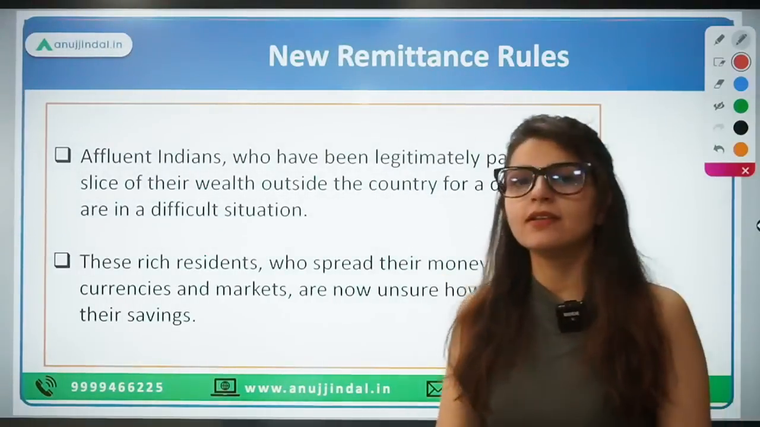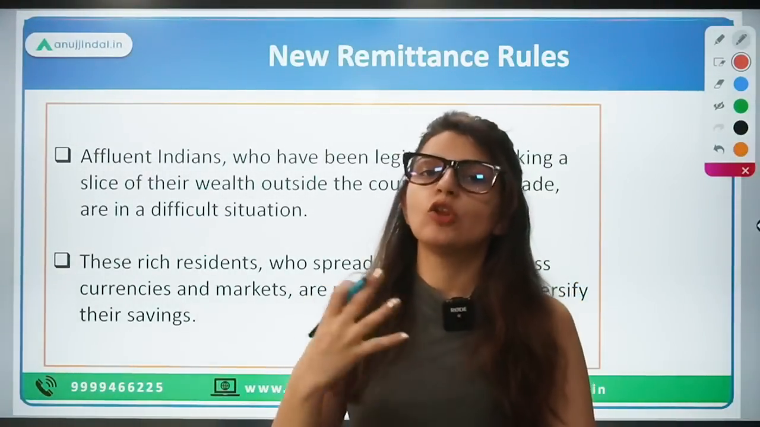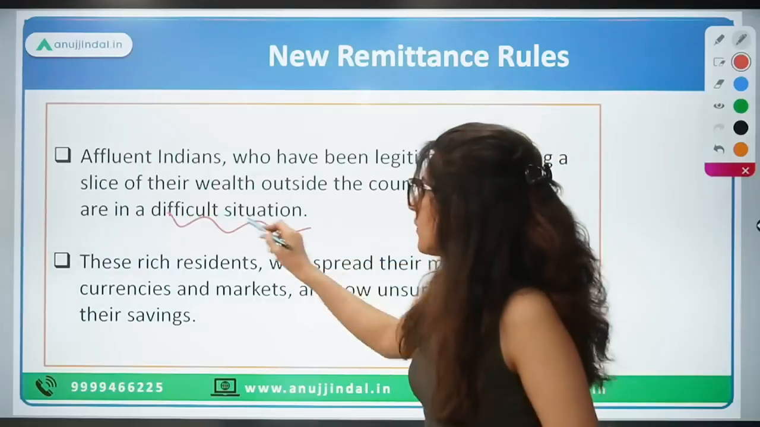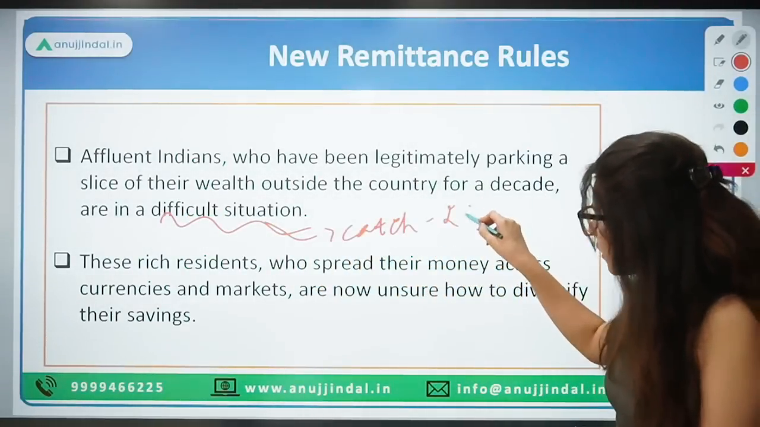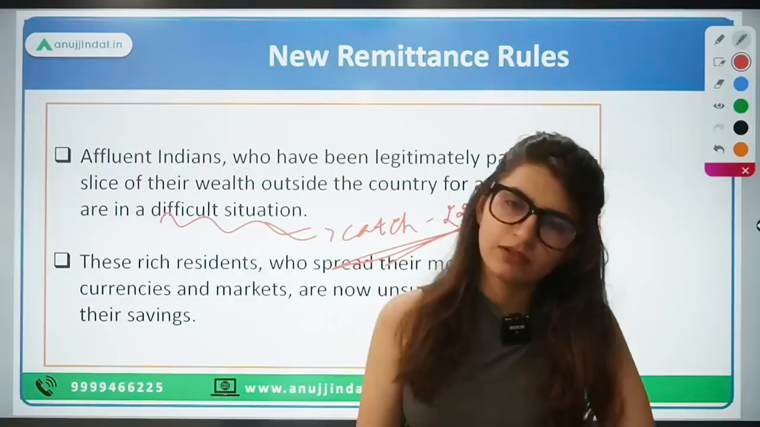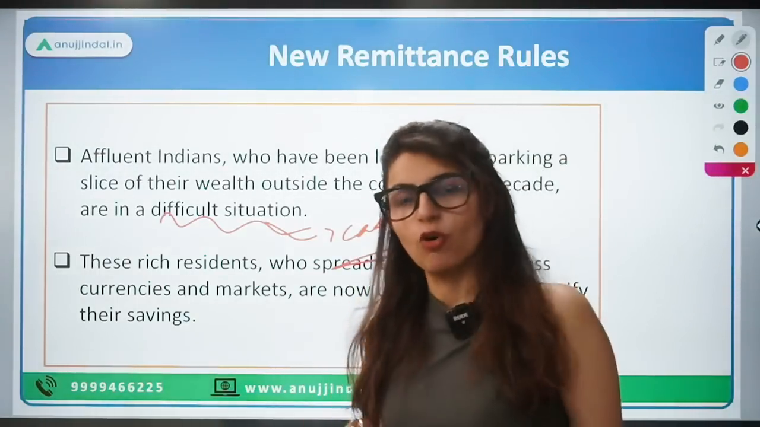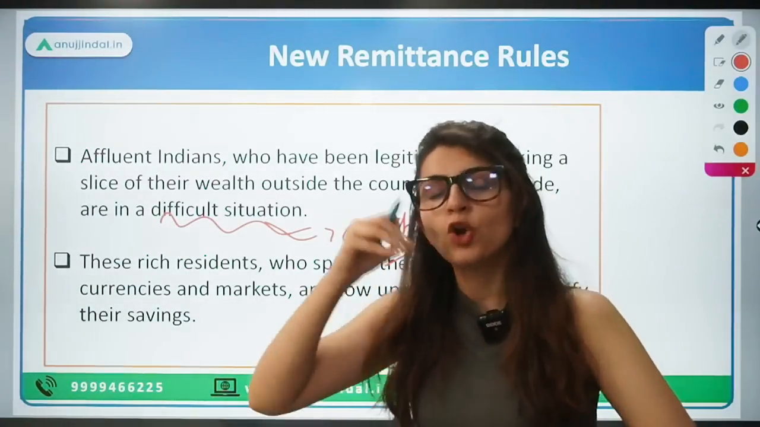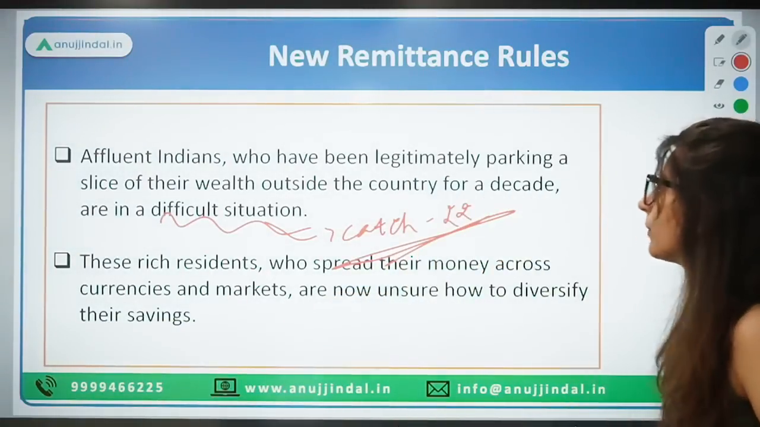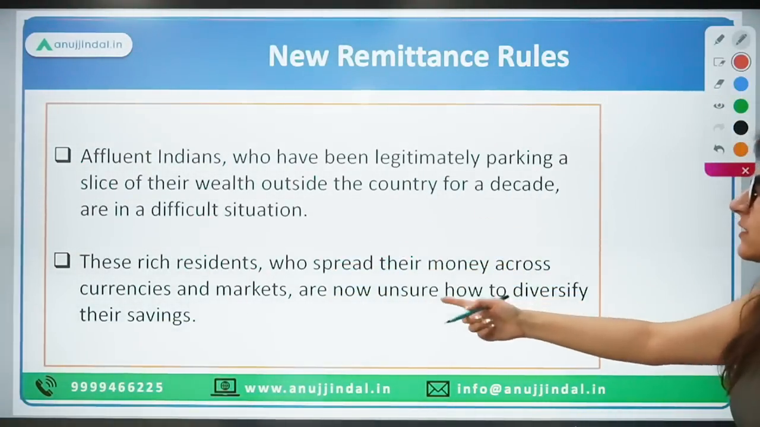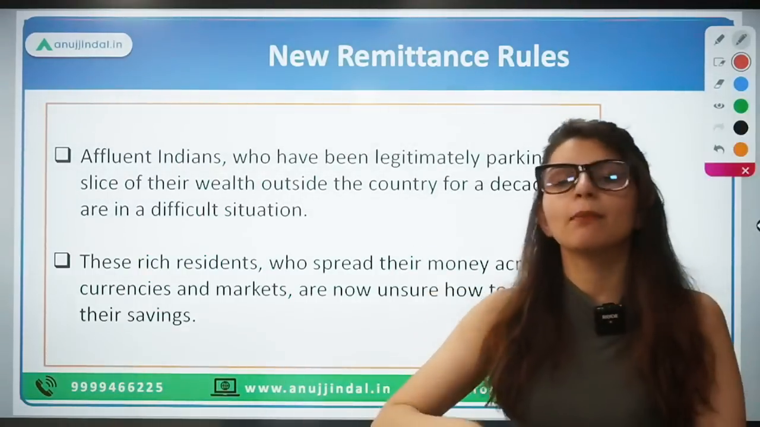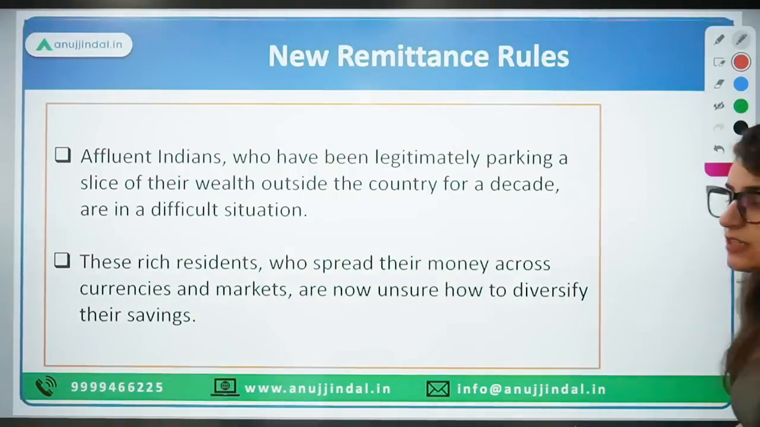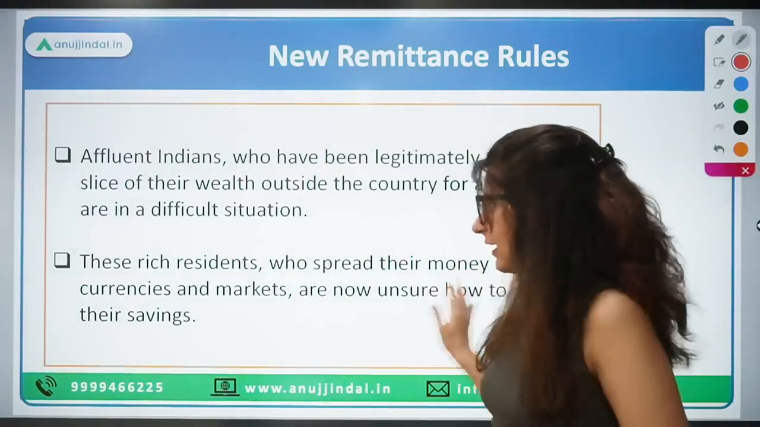A lot of affluent Indians had their money parked abroad. Now, they are in a catch-22 situation. This difficult situation we call a catch-22 situation, which is a situation where you do not see any solution, an unsolvable situation, or there is no solution to a particular situation or rule. They are in this situation because they had a lot of money parked abroad which was not being used or utilized. Now, these rich residents who spread their money across currencies and markets, maybe also in offshore accounts, are unsure how to diversify their savings, or how to utilize or reinvest them anywhere.